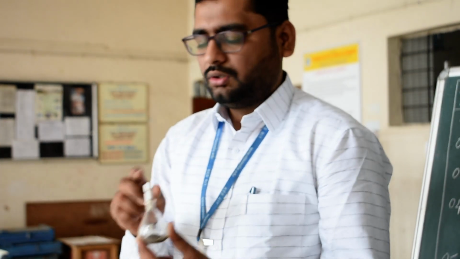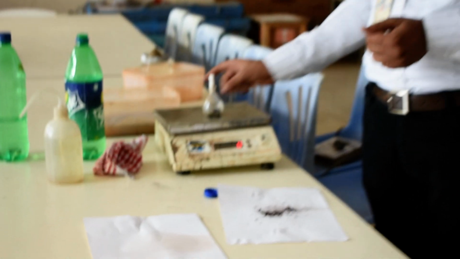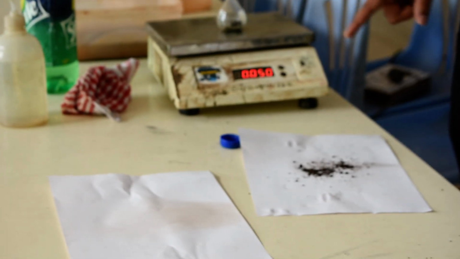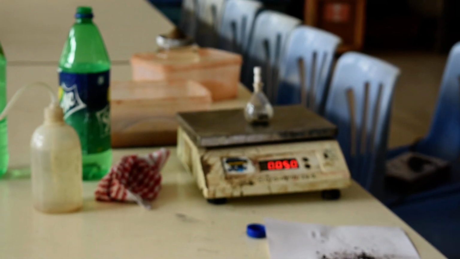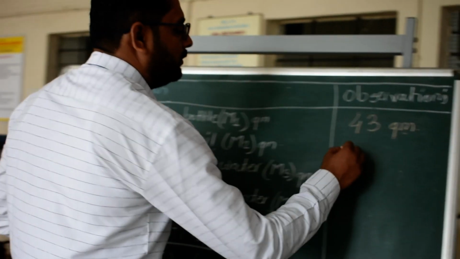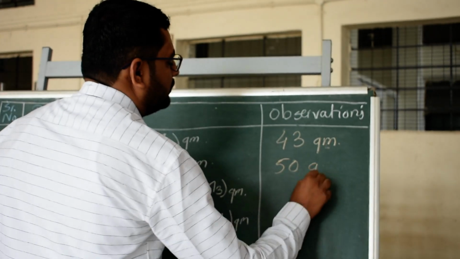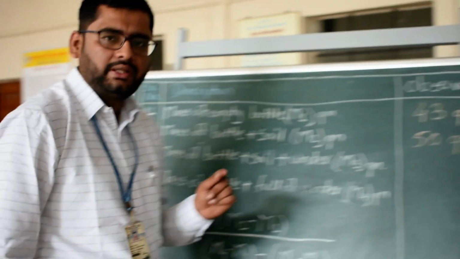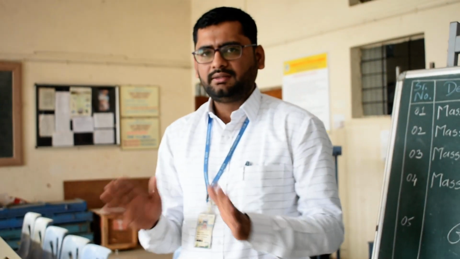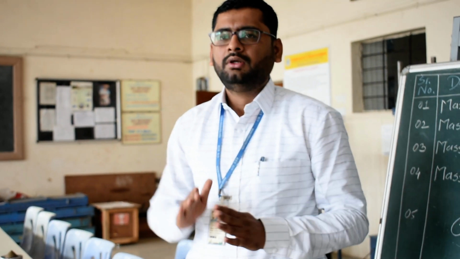So second observation is mass of soil plus bottle with cap. You have to take every observation with cap. So second observation is mass of bottle with dry soil. So it is 50 gram. So you can note that the mass of soil is approximately 7 gram. So 7, 10, 12, it is measurable. It should not be less than 5 gram, and it should not be greater than 15 gram.